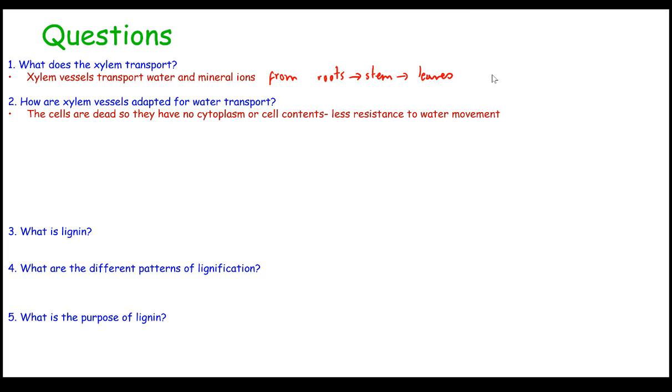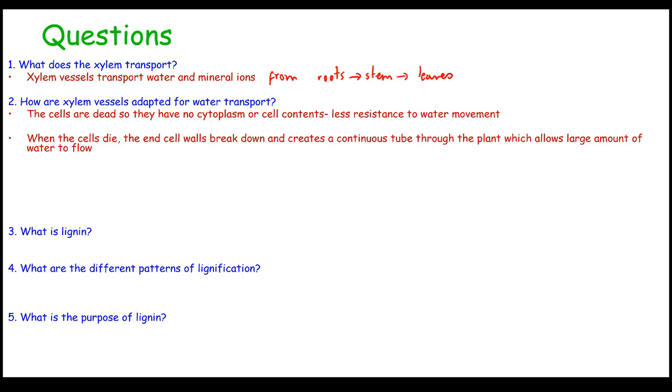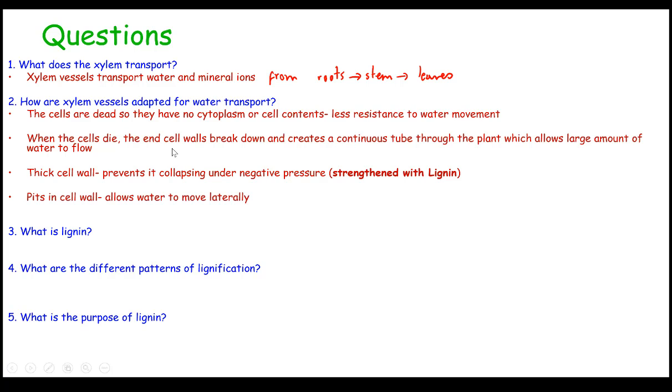It's made up of dead cells, so they have no cytoplasm or cell content, so there's less resistance to water movement. When the cells die, the end cell walls break down and create a continuous tube through the plant, which allows a large amount of water to flow. It has a thick cell wall, which is strengthened with lignin, and it's important to say here that that prevents it collapsing under negative pressure. And we'll come back to that a bit later on. It also has pits in the cell wall, which allows the water to move laterally.